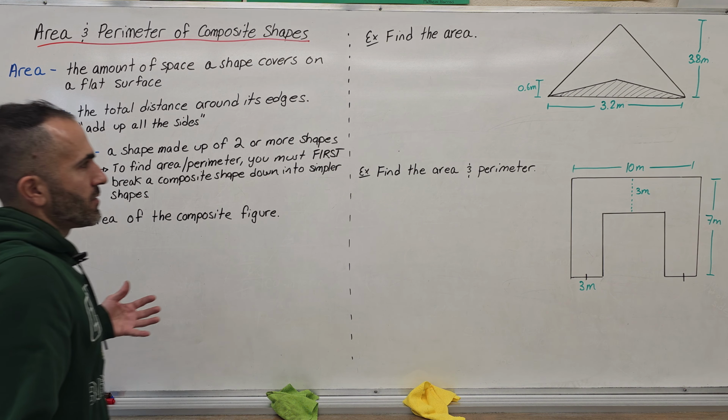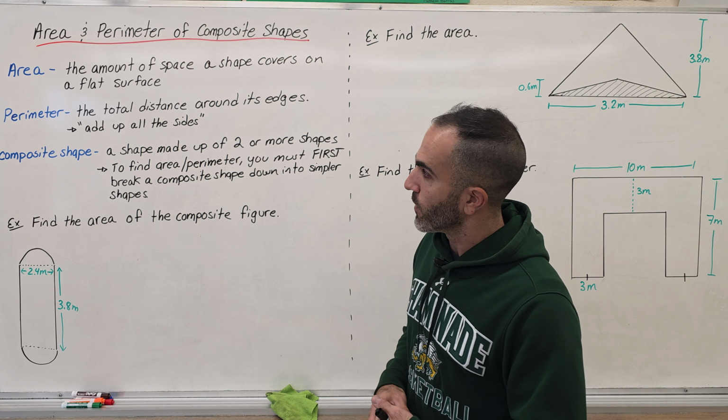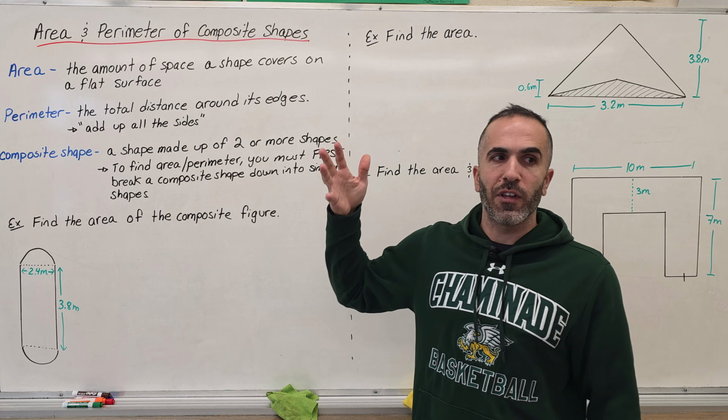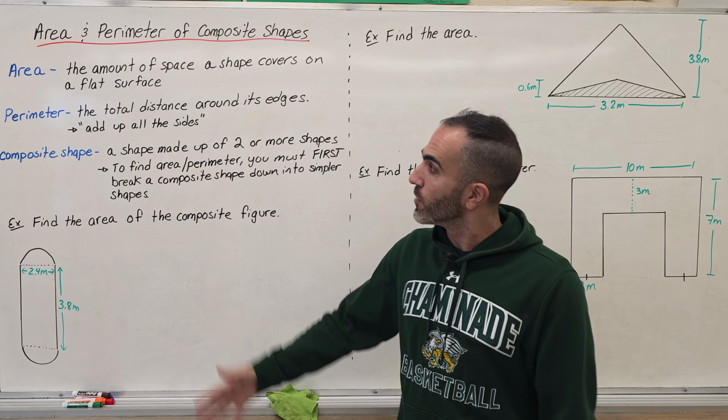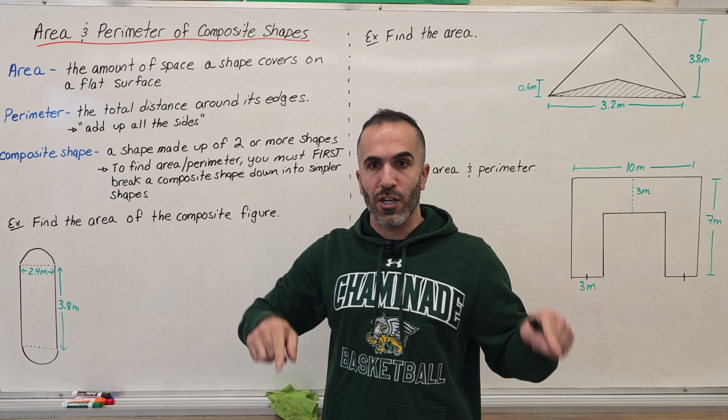Okay, area and perimeter. I guess this is where it starts getting difficult, but not really. Compared to the rest of the chapter, it's been pretty easy. So area and perimeter are two different things in two different dimensions. The difference between area and perimeter is that the area is the amount of space a shape takes up.